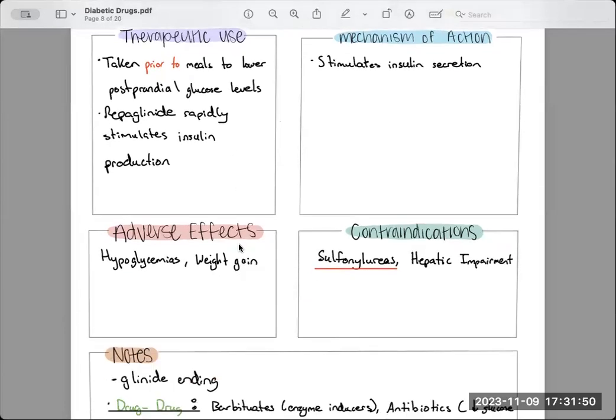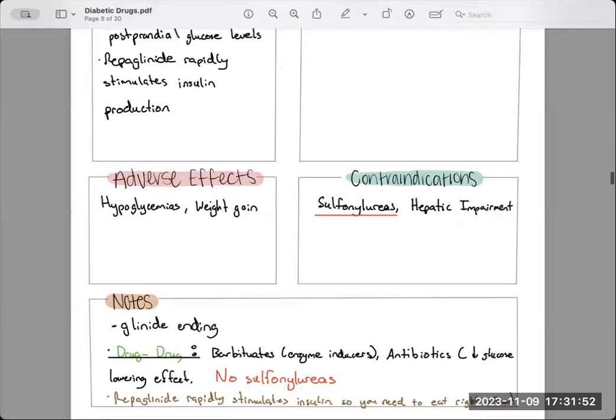So something that we might see is that an adverse effect is hypoglycemia. So we need to watch out for that. And we can't give these with sulfonylureas. Well, think about it. Because if those drugs like glipizide, those ones cause hypoglycemia, and we're going to give them a medication like a glinide that's also going to cause hypoglycemia, that could be really, really bad.